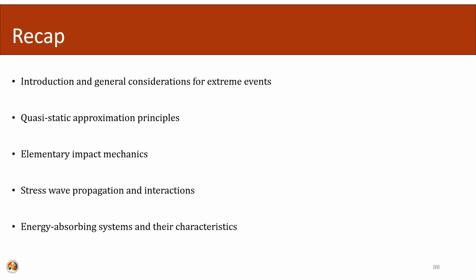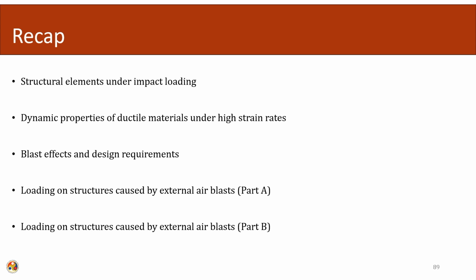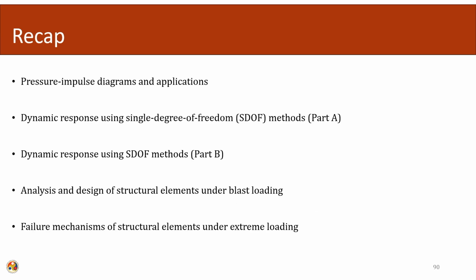Just for a recap, we introduced the general considerations for the extreme events, we gave the quasi-static approximation principles, we talked about the elementary impact mechanics, we talked about the stress wave propagation and interactions, and we talked about the energy absorbing systems and their characteristics. Okay. We also dealt with the structural elements under impact load, we dealt with the dynamic properties of ductile materials under high strain rates, we dealt with the blast effects and the design requirements. Okay. We saw the loading on the structure caused by external air blast. Then this was broken down into two parts. Okay. And after that, we looked into the pressure impulse diagrams and their applications.